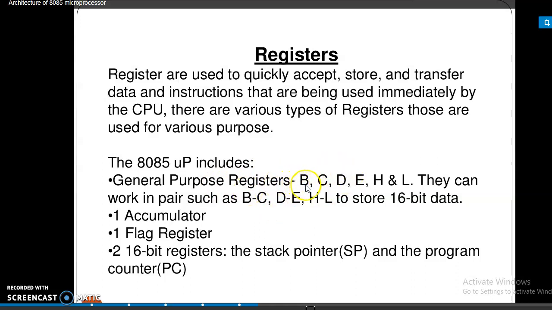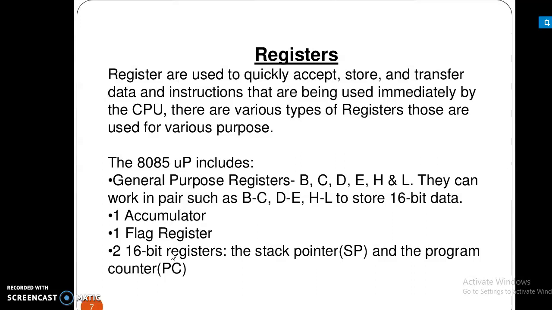B is used to store 8-bit data. This is also used to store 8-bit data. If you combine these two, you can store 16 bits of data. And then the other registers: the accumulator and the flag register. Then there are two 16-bit registers called the stack pointer and program counter. The accumulator is an 8-bit register. The flag register is also an 8-bit register, but the 8085 microprocessor has two 16-bit registers. The first one is the stack pointer and the second one is the program counter.